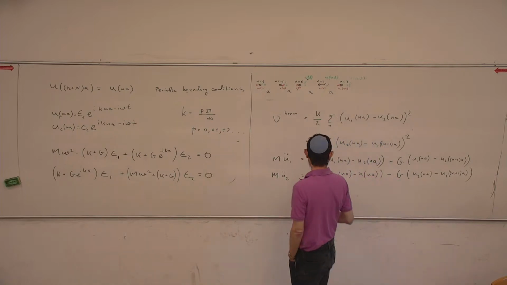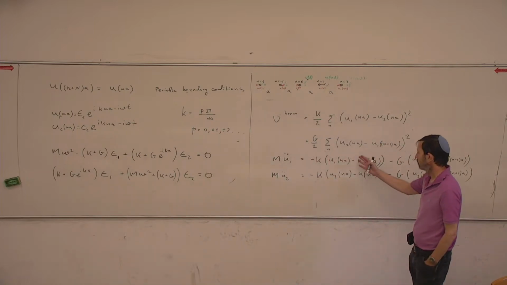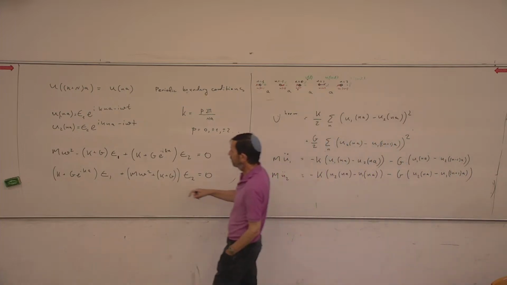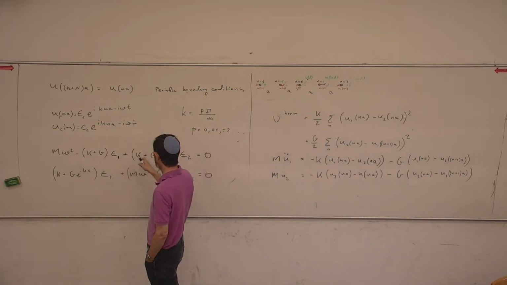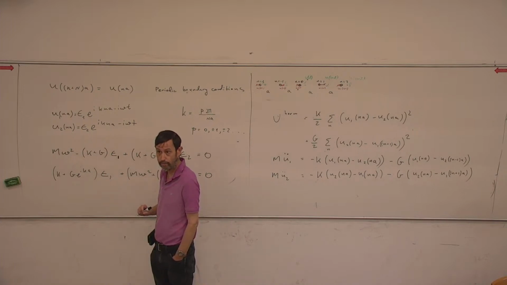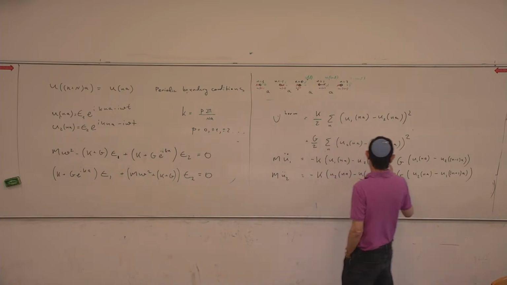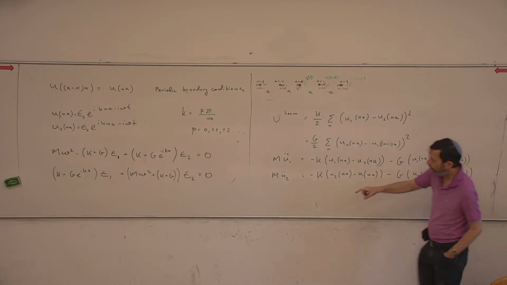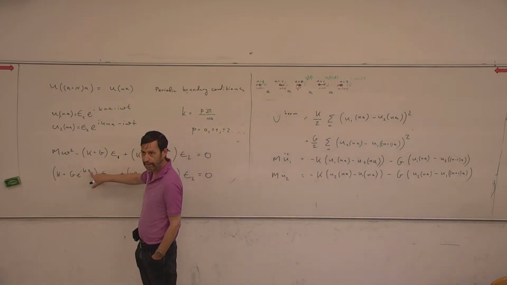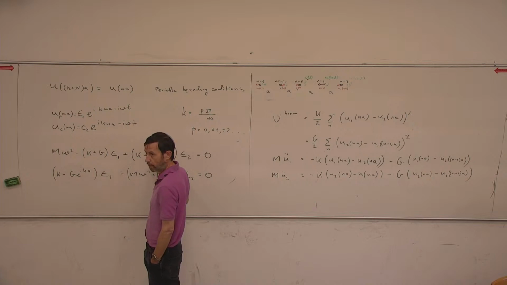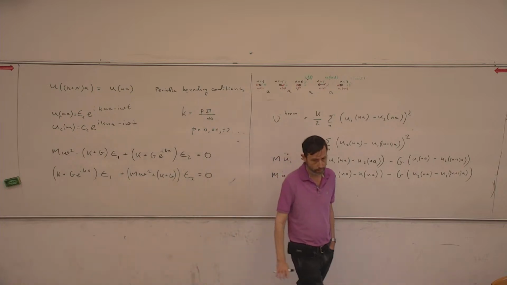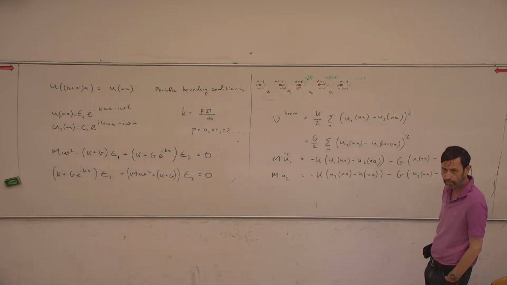Okay, what else do I have? If it's the same n, I'll just get K times epsilon 1 or K times epsilon 2. The only case where I get something different is here, n minus 1 and here n plus 1. Therefore I get e to the power i ka, and here e to the power minus i ka. All others just disappear out of the equation.